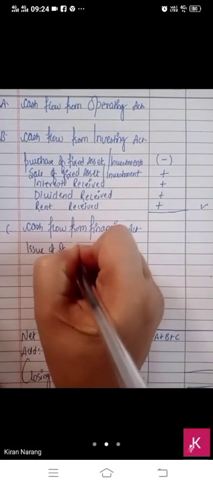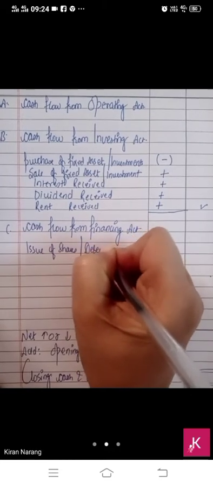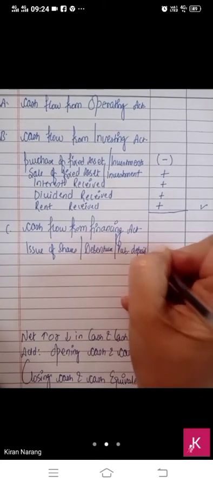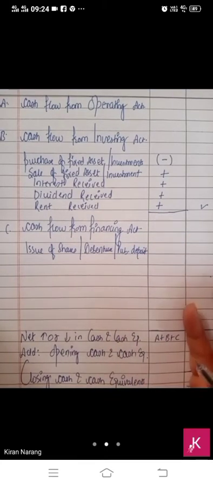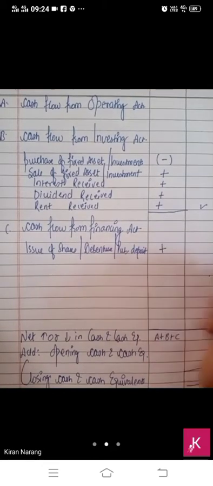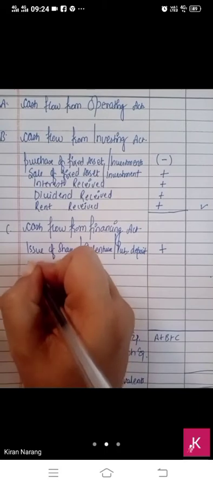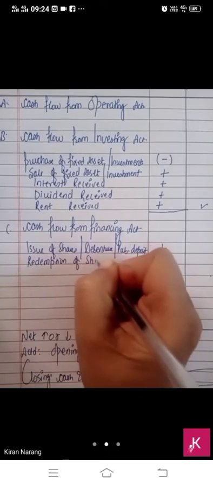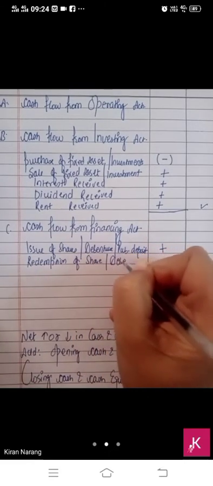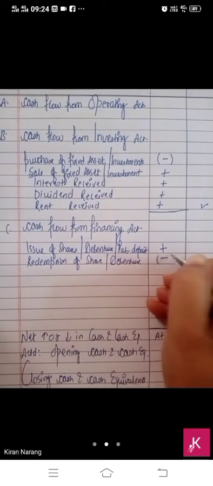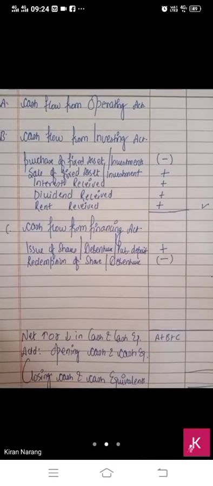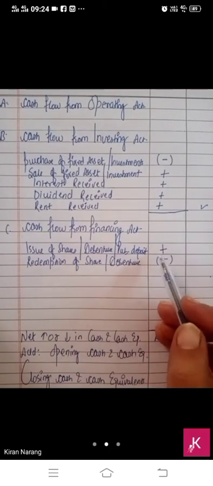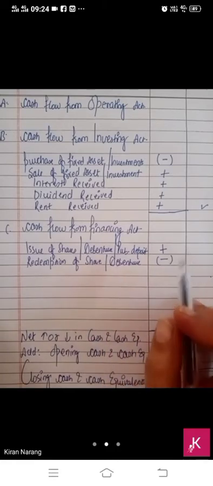Issue of shares, debentures, public deposit, bonds, etc. If we are issuing something, we are selling our shares or debentures, the cash is coming in. While if we are redeeming, redemption of shares, debentures, means we are repaying them. Redemption of shares, debentures, public deposit, bonds, that means cash is going out. Issue of shares, debentures comes in financing activity. If we are issuing, cash will be added. If we are redeeming, cash will be subtracted.